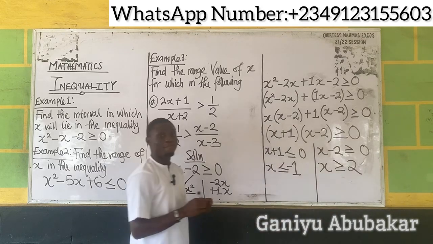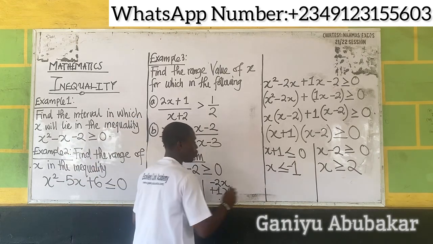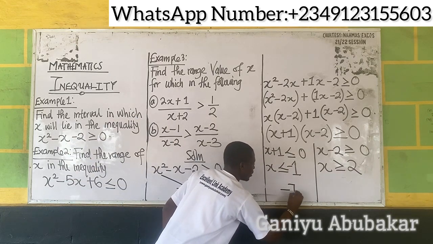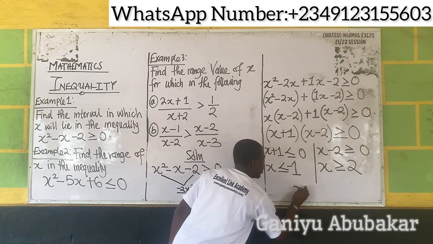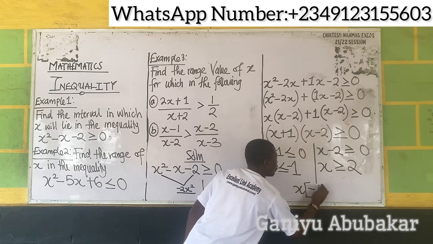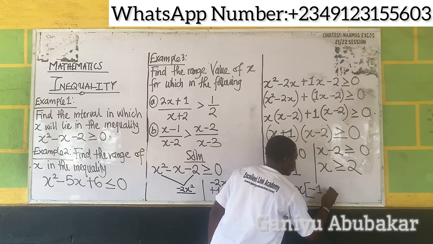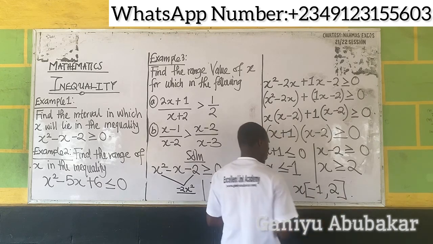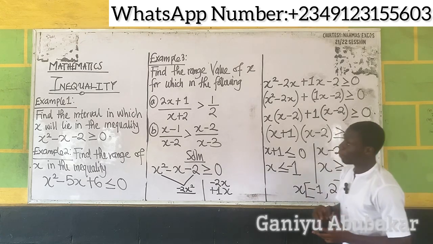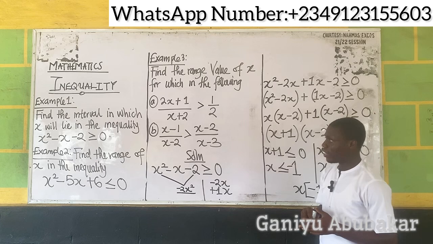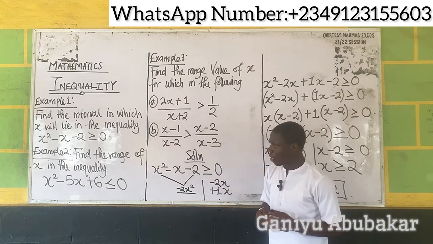So the value within which x will lie in the inequality is what? Minus 1, sorry. x will lie from minus 1 to 2. All right. So x will lie within minus 1 to 2 on the inequality. That's how you solve the first example as shown on the board. Let's do number 2 and see what we get.